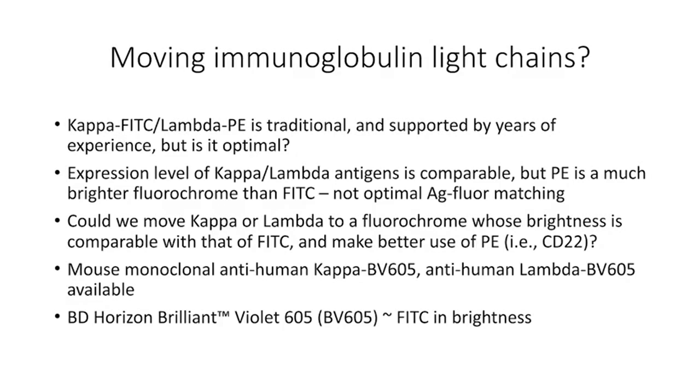So to make room for CD22 in PE, could we move one of the light chains to a fluorochrome whose brightness is more comparable with FITC? It turns out that mouse monoclonal anti-human kappa and lambda had already been available in BV605 conjugates, and fortuitously BV605 is extremely comparable to FITC in brightness. So this gave us an idea that perhaps we could put CD22 in PE and then move one of the light chains into BV605. Next slide.